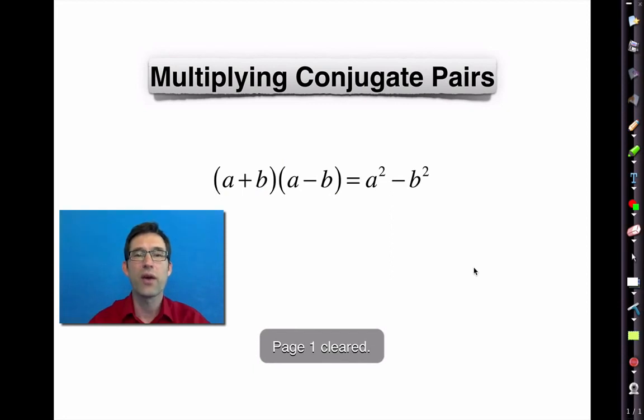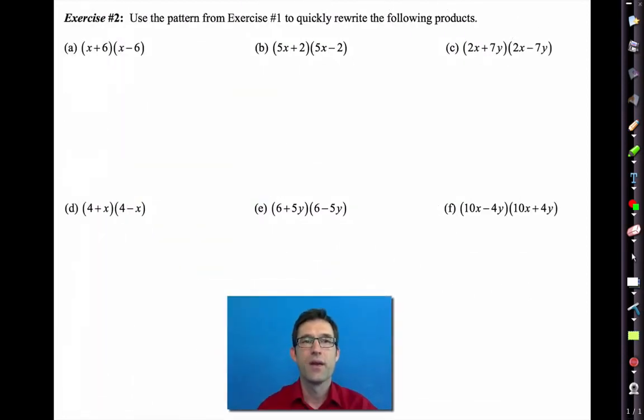All right, let's do some quick conjugate multiplication. So here we go. Use the pattern from exercise 1, or from that box that we just looked at, to quickly rewrite the following products. So this is awesome, right? We have way more room than we need.